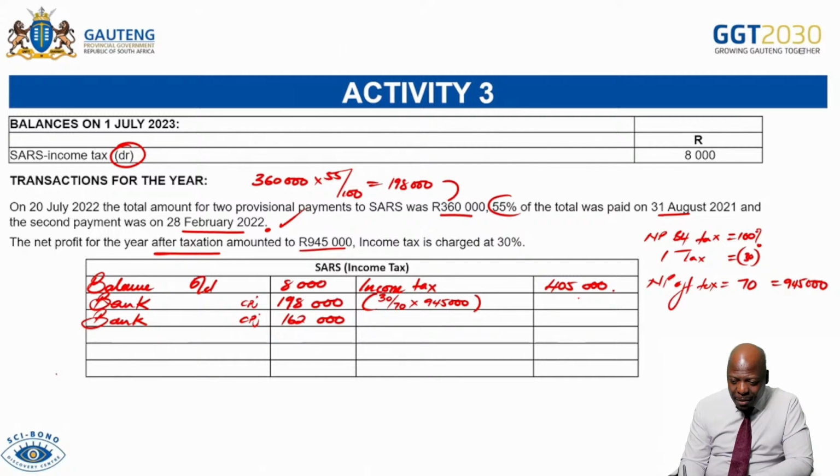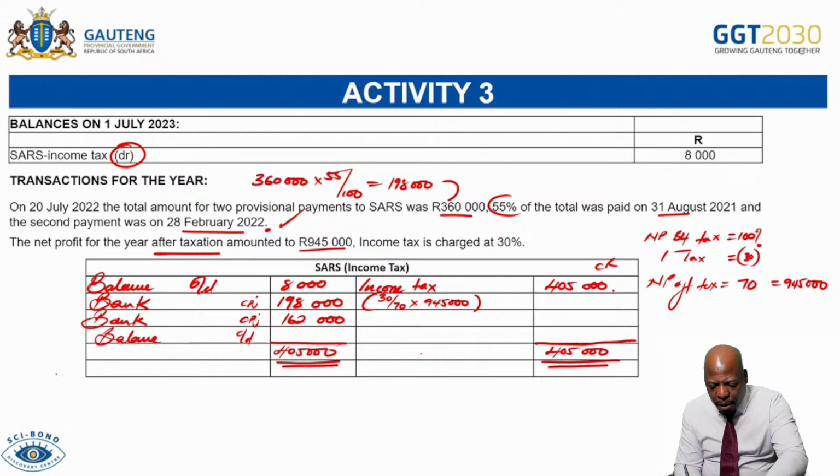Let's close off the ledger account. The side with the highest amount is the credit side. So I'm going to come here and I'm going to have my line here and my double lines. All right. I'm going to say 405,000 over there. Then I'm going to say balance, carry down. So I'm going to say 405,000.